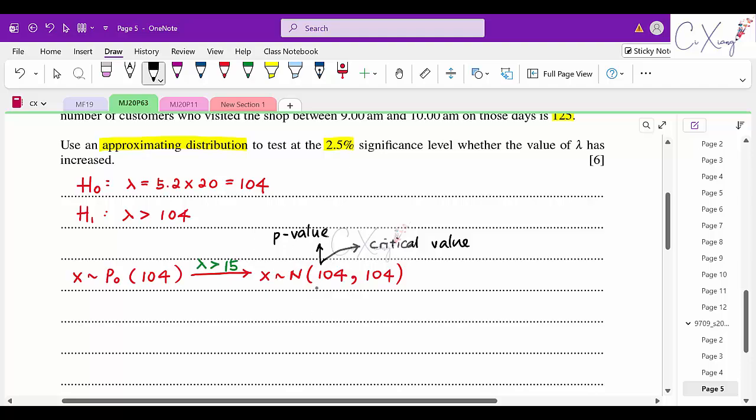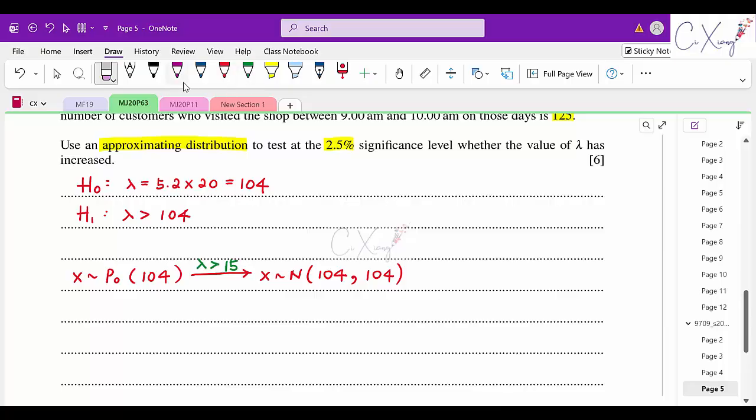But for normal distribution, it is quite special. You can use either the critical value approach or the p-value approach, up to you. Both will give you the same result. For me, I will focus on the p-value, where I use back the original method of Poisson, the p-value, to carry out the test. All right, so let's continue.